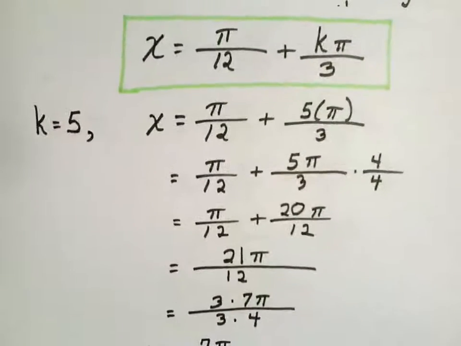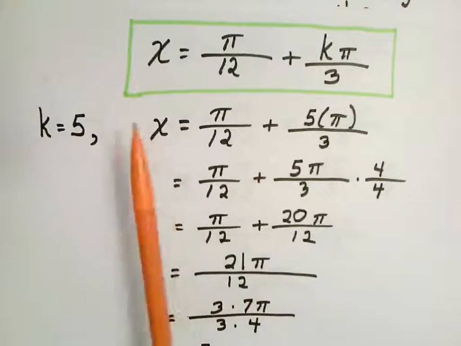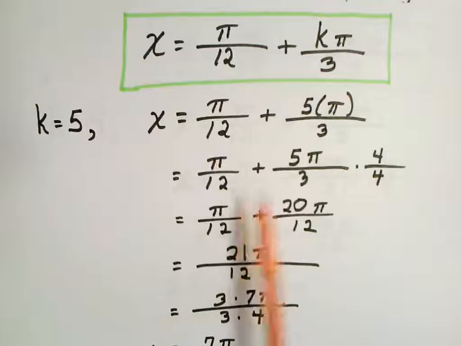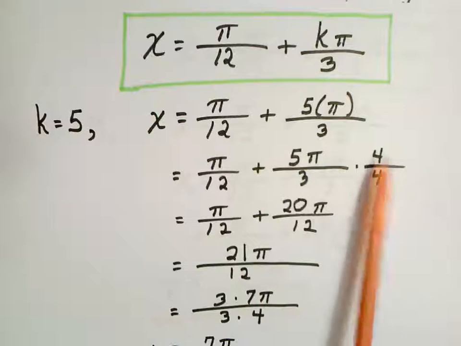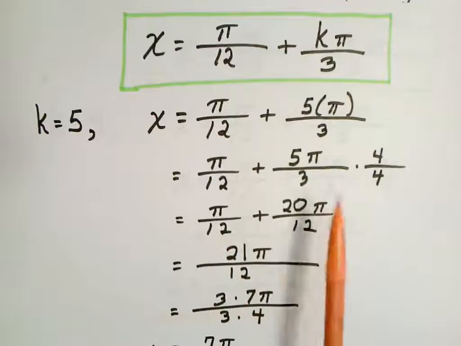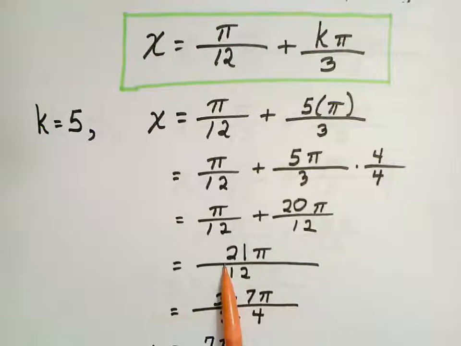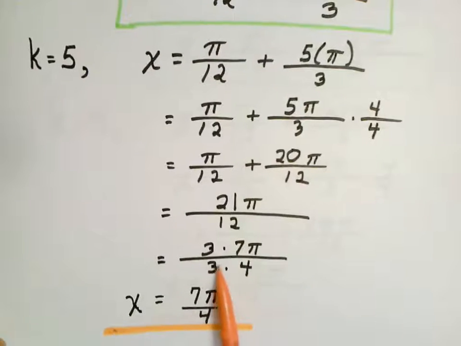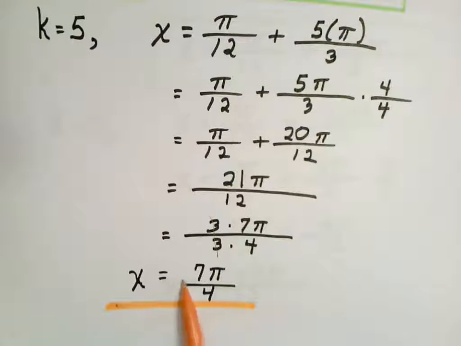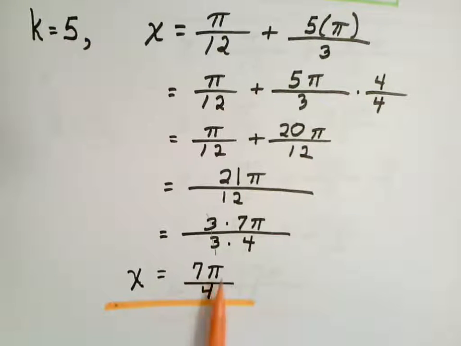Let's try the k that's 5. We're letting k be equal to 5 this time. So we have pi over 12 plus 5 pi over 3, multiplied by 4 over 4, so we'll have common denominators. Pi over 12 plus 20 pi, that was 5 pi times 4 over 12, gives us 21 pi over 12. We can reduce this, factor out a 3. So when we get through, we have x is equal to 7 pi over 4. So here is another solution. See, 4 going into 7, 1 point something, so still less than 2 pi.